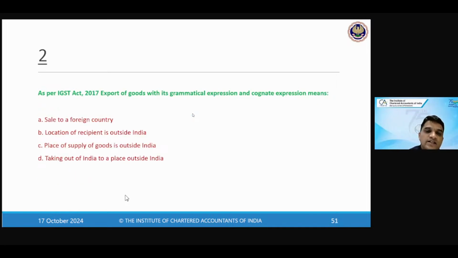As per the IGST Act, of course, this is not part of your syllabus, but just to understand what is export of goods. What do you think it should be? What is export of goods?